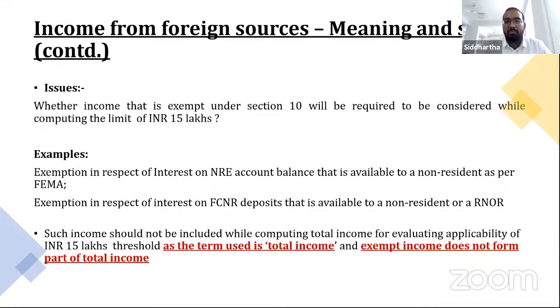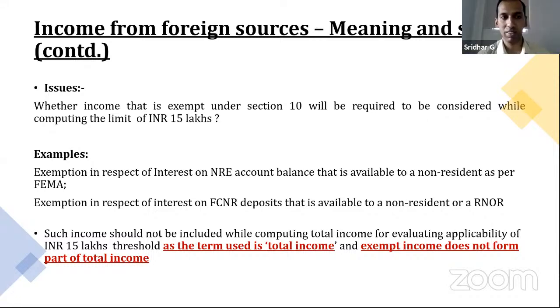One question may arise is whether exempt income should form part of this while calculating the limit of 15 lakh. When we see the provision as such, it uses the term total income. When we use total income, it implies total taxable income. So exempt income will not form part of the total income. For example, if you are a non-resident and you are earning interest from an NRI account that you have opened in India, or from foreign currency non-resident deposits that you have made in India, any interest income earned from these two sources is exempt in India. So this will not be included, even though it is arising in India. It won't be included while calculating the 15 lakh limit.